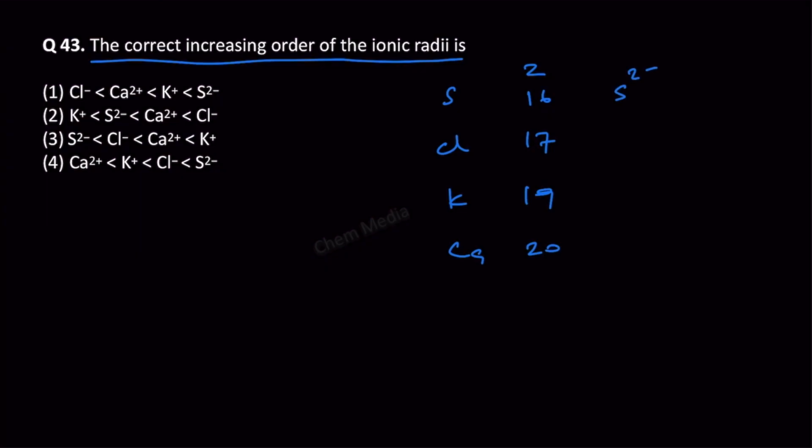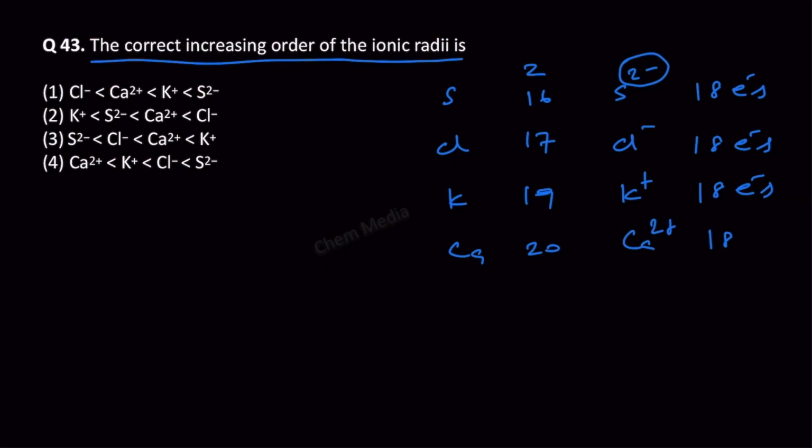S2 minus will have 18 electrons because 16 and we have to add 2 more electrons for the 2 minus charge. And then Cl minus will also have 18 electrons, 17 plus 1 electron, and then potassium plus would have 18 electrons as well because 19 minus 1. For the positive charge we need to remove 1 electron. Likewise for Ca2 plus we would have 18 electrons. So this means all the species given here are isoelectronic species.